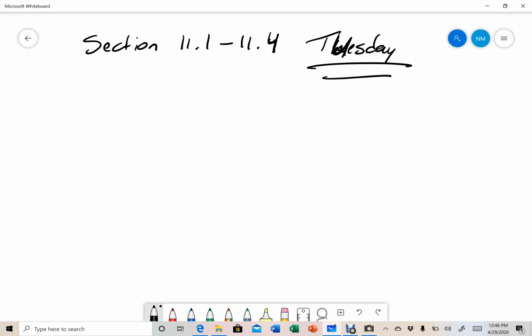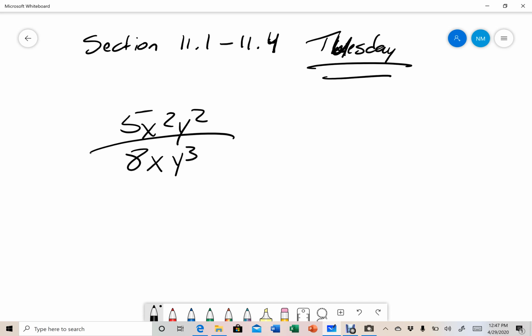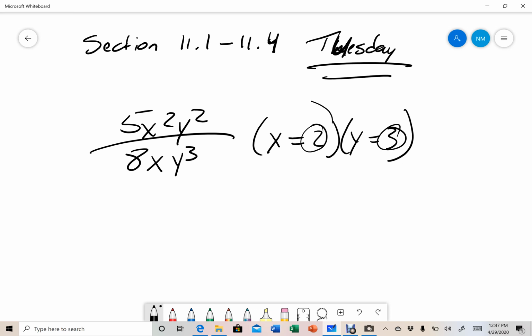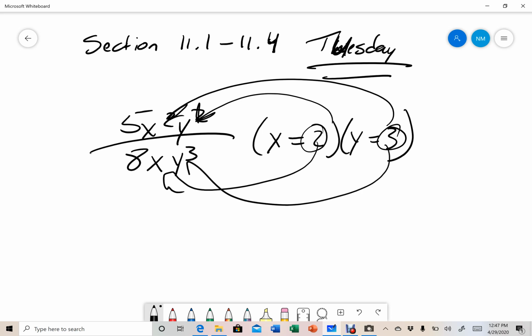All right, so your first three questions, 1 through 3, all we're doing is evaluating each rational expression with the given values. So they'll give you something like this. Okay, and then they'll say x is equal to 2 and y is equal to 3. Okay, and then you're going to plug these values for x and y into here and solve. Okay, so that is 1 through 3 of those.